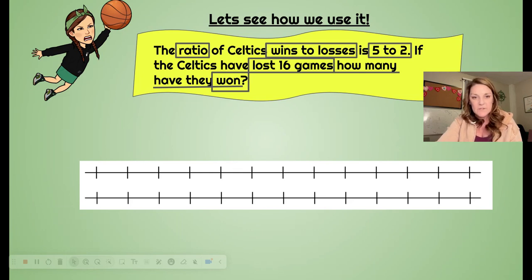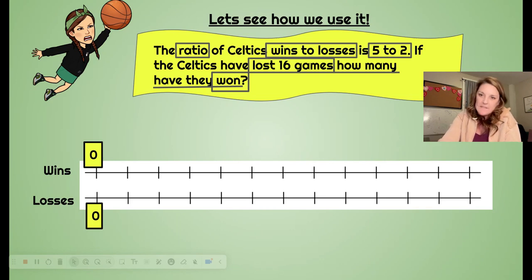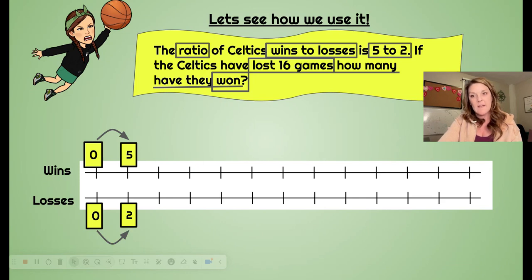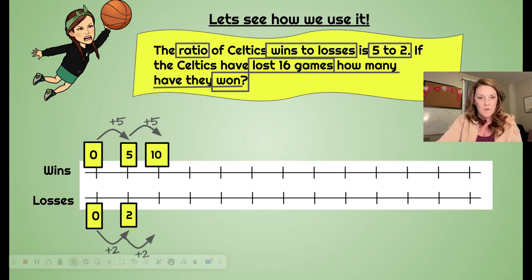So how do we use a number line like this, a double number line, to help us? Well, let's first think about the two things in our ratio: wins to losses. We know at the beginning of the season, no games played, 0-0 would be there. But if the ratio we're given is 5-2, we need to put the 5 with our wins and the 2 with the losses. And we could just continue out this entire number line through repeated addition.